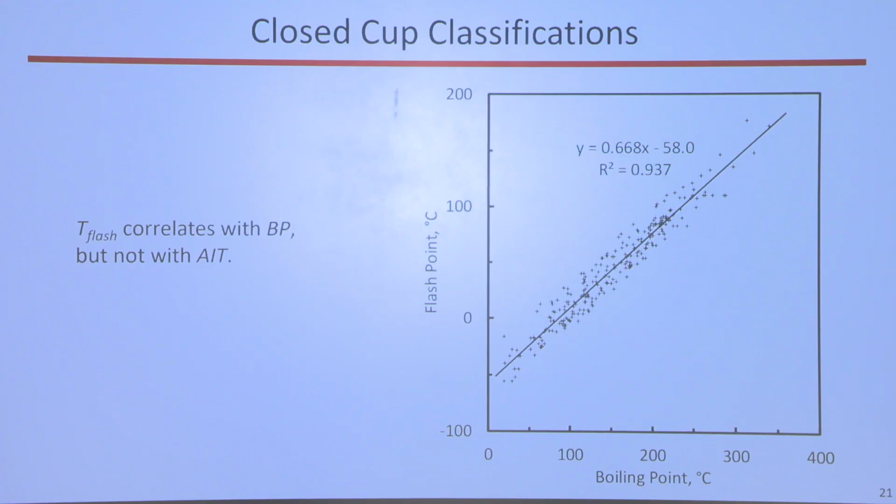The key takeaway here is that something that has a high boiling point, like motor oil, is going to need to be heated close to that boiling point to ignite. And something that has a very low boiling point, like gasoline, will ignite at room temperature.